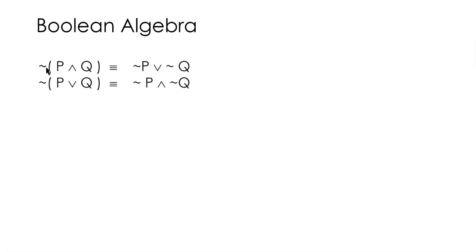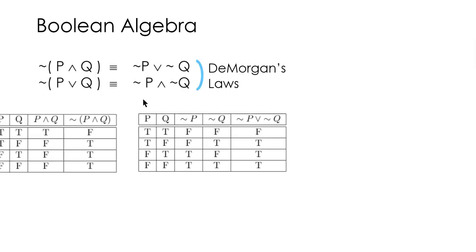If I negate P and Q, that is equivalent to not P or not Q. Similarly, if I negate P or Q, that's the same as not P and not Q. These are known as De Morgan's laws.